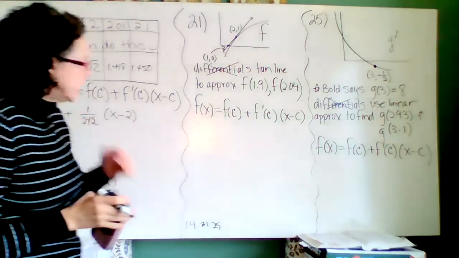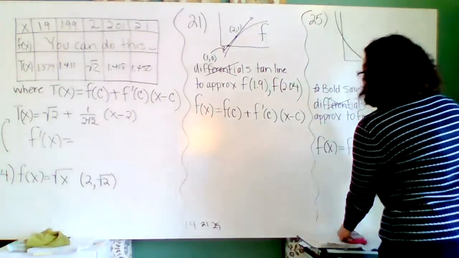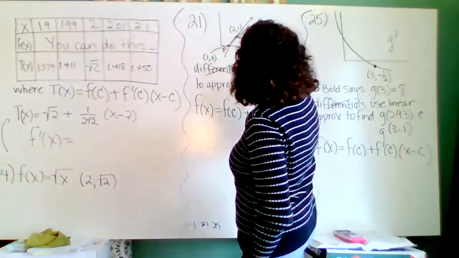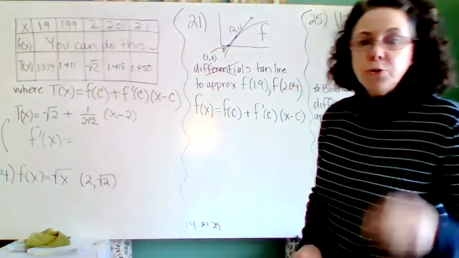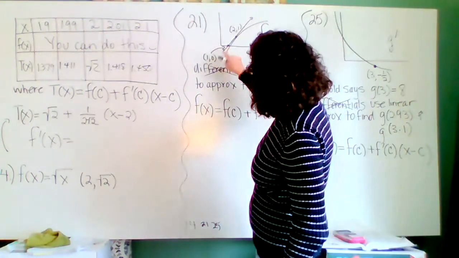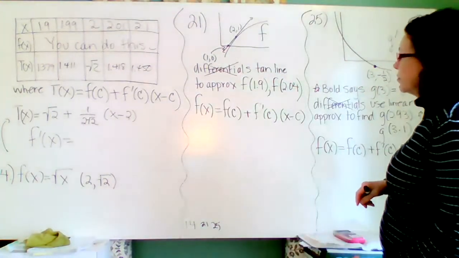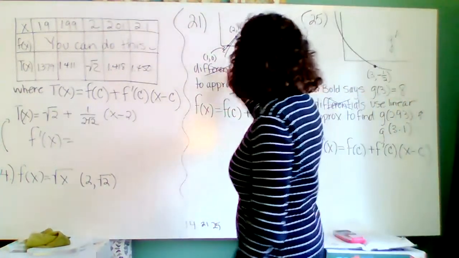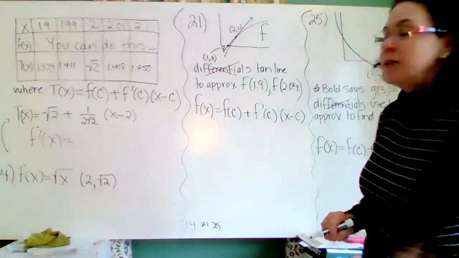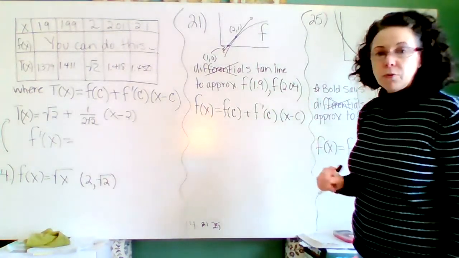Let's move to 21. On number 21, they gave a graph of f, and they show a tangent line at the point 2,1. And they also show that that tangent line does hit the x-axis at 1, 0. The directions say use differentials. I cross that out. Use the tangent line to approximate f of 1.9 and f of 2.04.